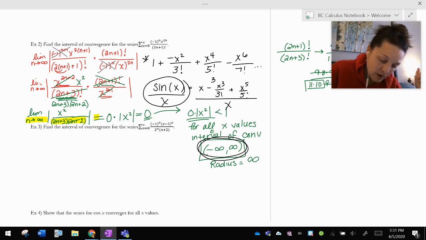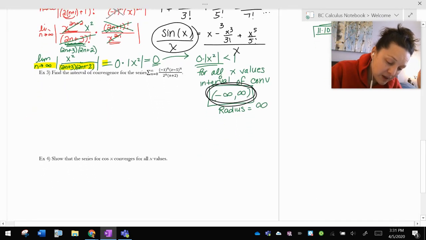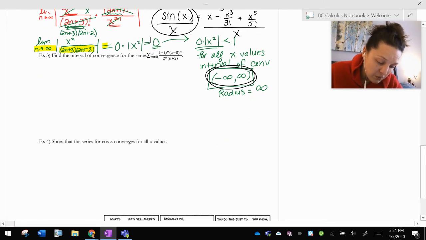Okay. All right. Number 3 says find the interval of convergence for that next series, and number 4 moves on.